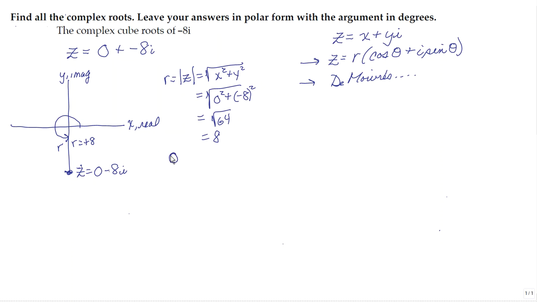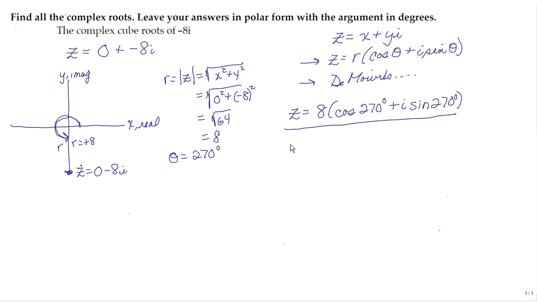As far as the angle goes, if you have sketched this in the plane, you should easily be able to see that in standard position this angle is 270 degrees. So we can rewrite this complex number in polar form and write it as 8 times the cosine of 270 degrees plus i times the sine of 270 degrees. Now, once you have that in polar form, we're ready to apply de Moivre's theorem.